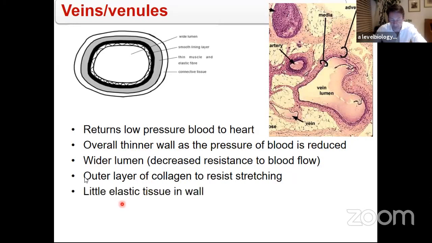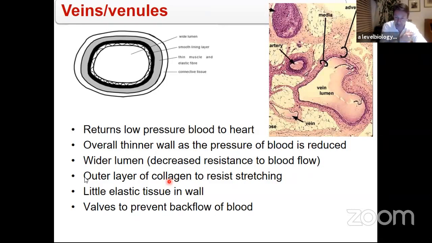Outer layer of collagen, little elastic tissue because it doesn't have to resist great big pulses in blood and maintain the pressure, because there isn't any. And then it's got valves to prevent the blood flowing back towards the capillary and then back to the heart, because you want the blood to keep going forwards to the heart.